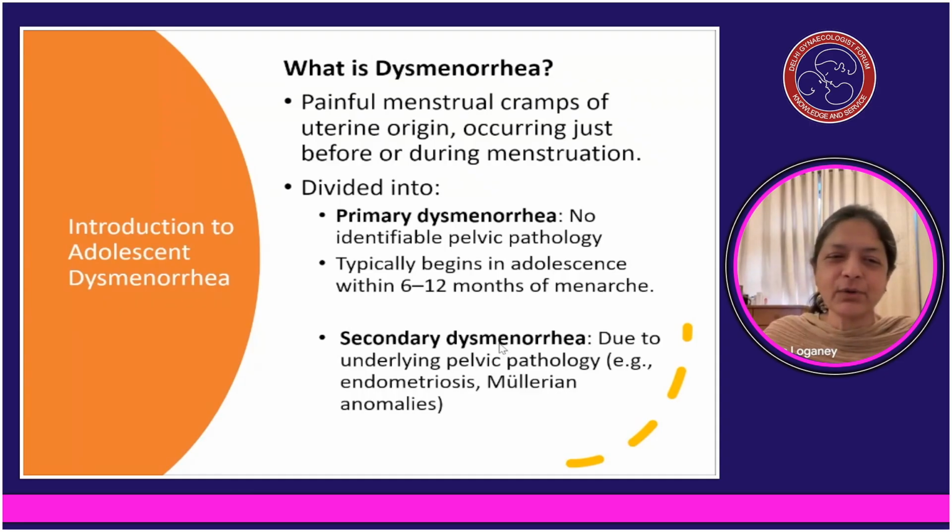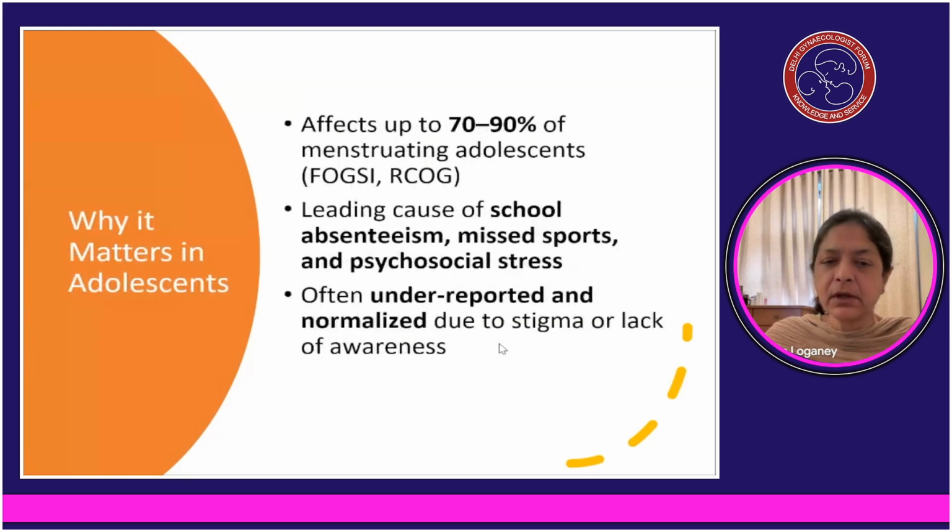Going to adolescent dysmenorrhea. Dysmenorrhea is painful menstrual cramps of uterine origin occurring just before or during menstruation. And we all know it is divided into primary dysmenorrhea, where there is no identifiable pelvic pathology. Typically, this begins in adolescents within 6 to 12 months of menarche, when the cycles become ovulatory. The other type is secondary dysmenorrhea, that is usually due to some underlying pelvic pathology like endometriosis or Mullerian abnormalities.